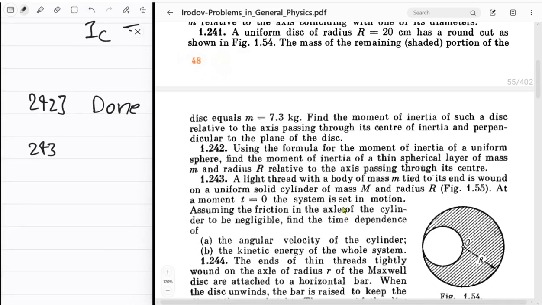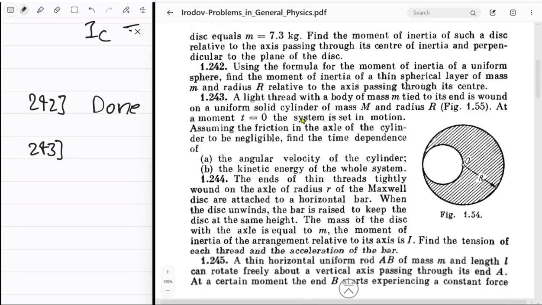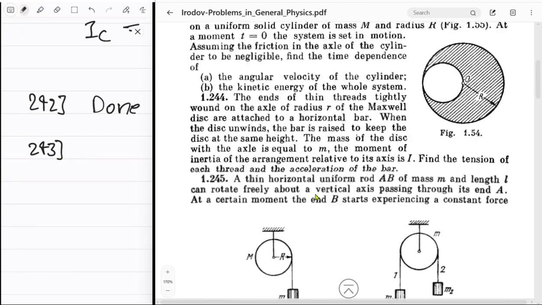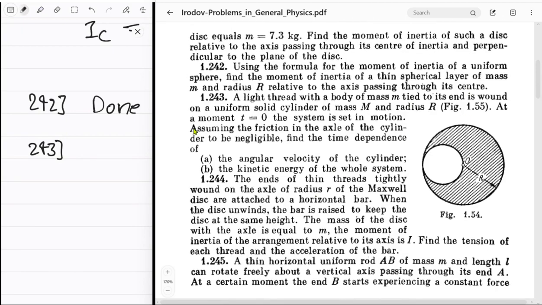243. A light thread with a body of mass m tied to its end is wound on a uniform solid cylinder of mass M, figure 1.55. At the moment t equal to 0, the system is set in motion, assuming the friction in the axle of the cylinder to be negligible. Find the time dependence.